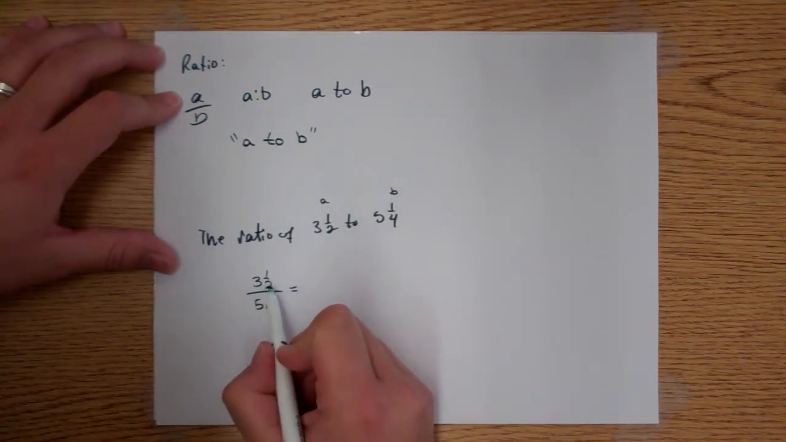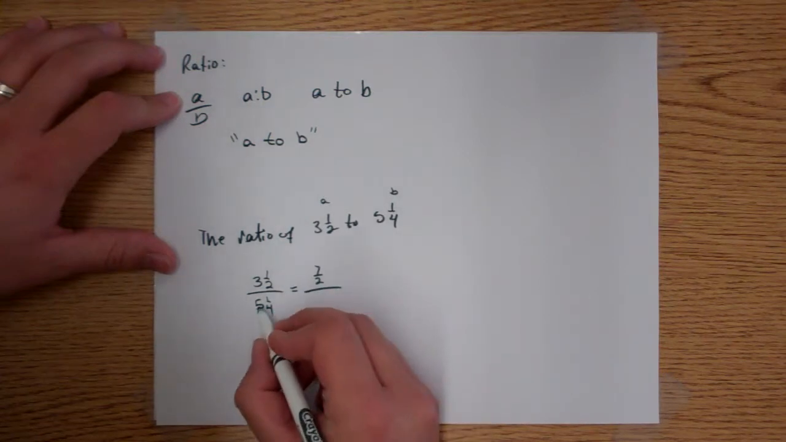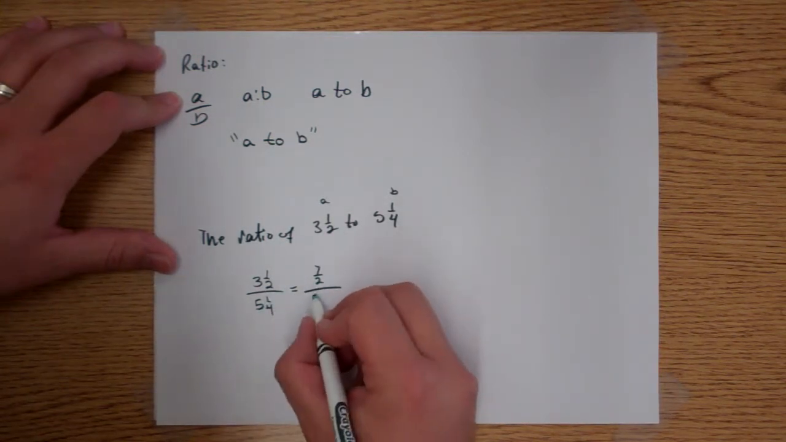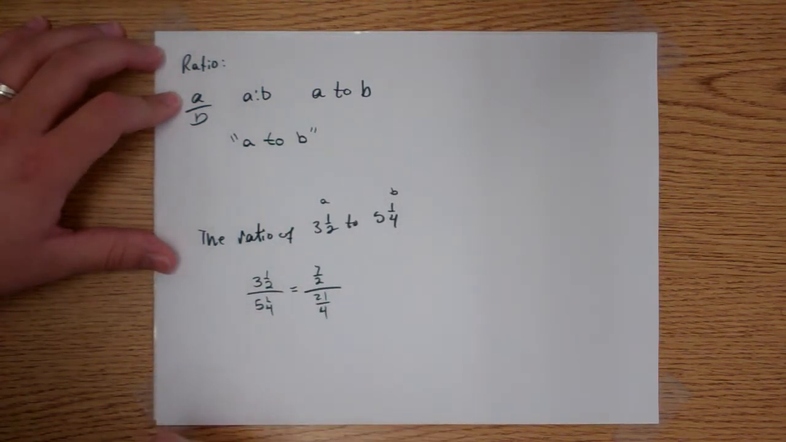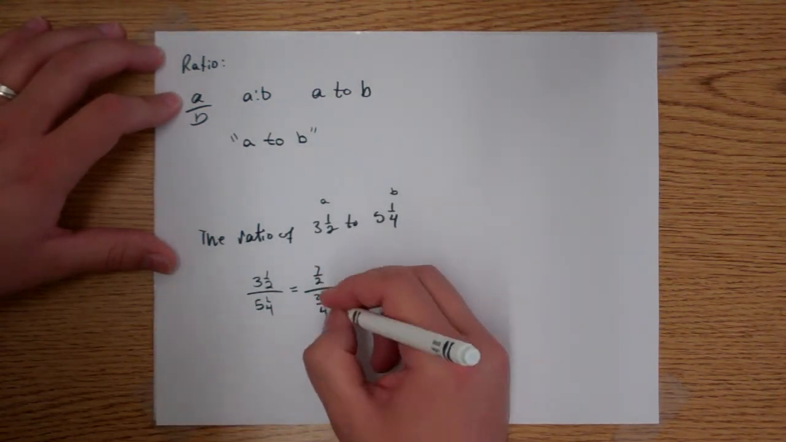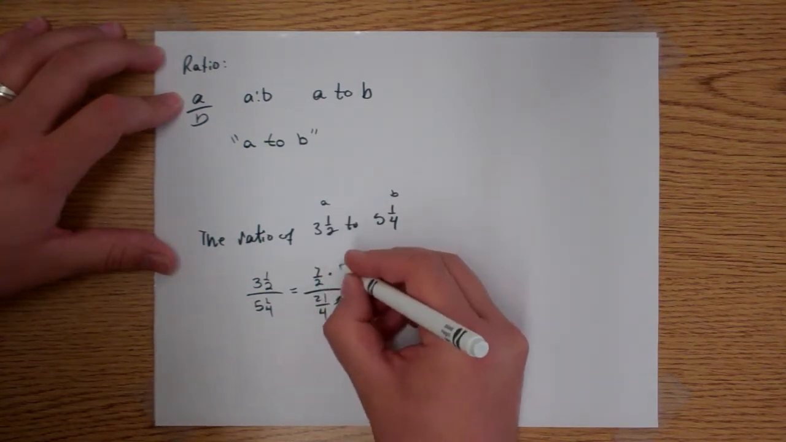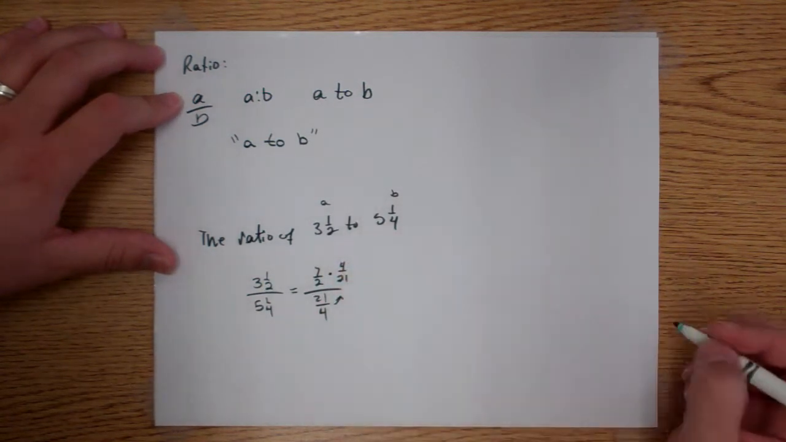To do that, a whole number times the denominator, 3 times 2 is 6, add it to the numerator. So that becomes 7 halves, 5 times 4 is 20, plus 1 is 21. Now, we still have a fraction divided by a fraction. So we need to flip the bottom out and multiply. So it's going to be 7 halves times 4 over 21.